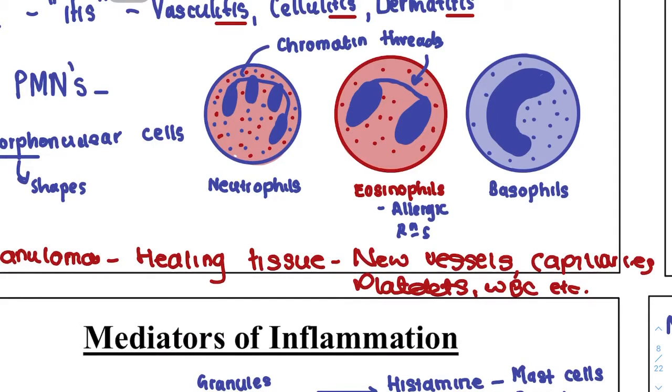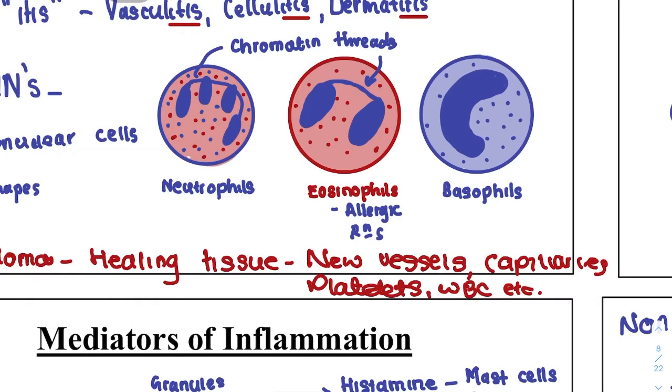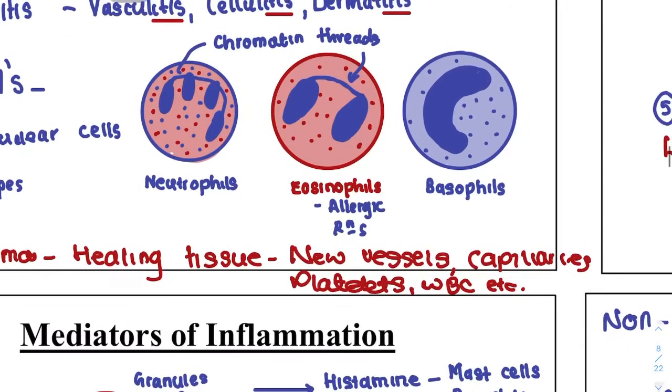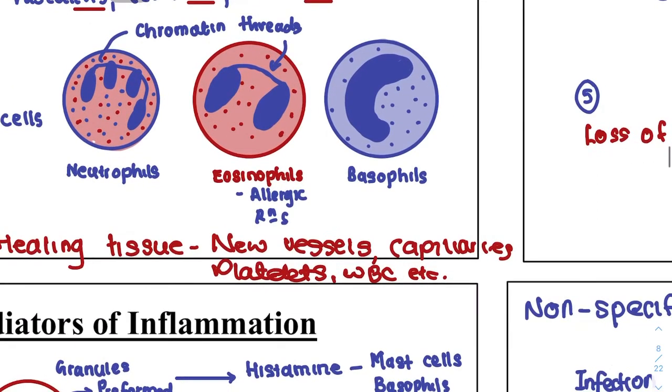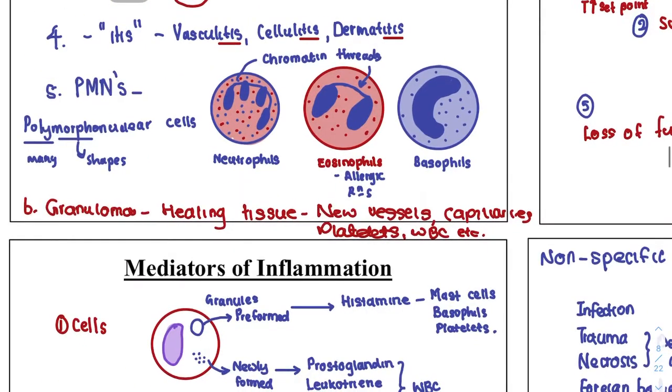Eosinophils, this is all histology, basic histology. They have earphone shaped nuclei. That's how I remember this. Eosinophils have earphone like nuclei, usually 2, and basophils have more of a bean shaped nuclei. And what's a granuloma? This was done in the earlier lesson, but granuloma is healing tissue. That is, new vessels, capillaries, platelets, white blood cells, they come to try to heal what was damaged.